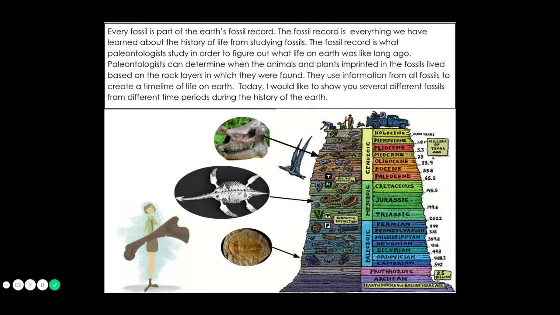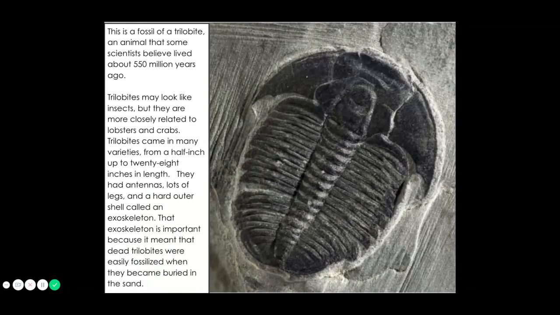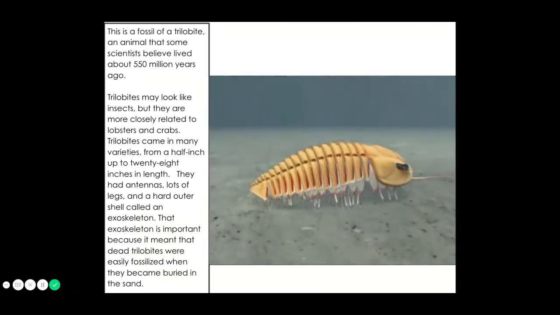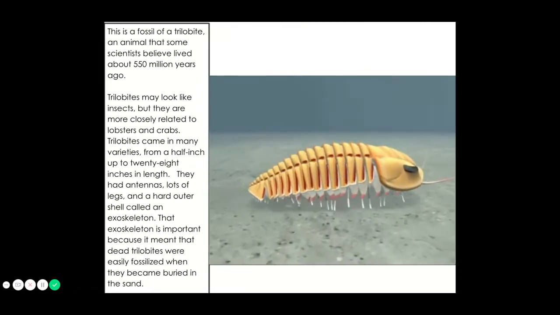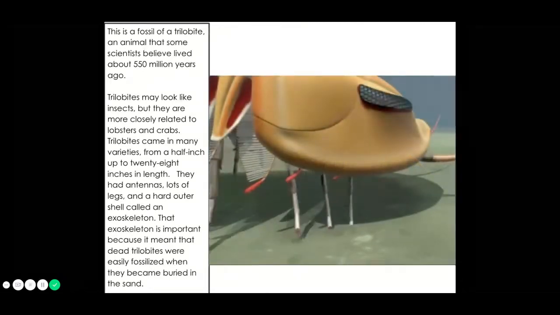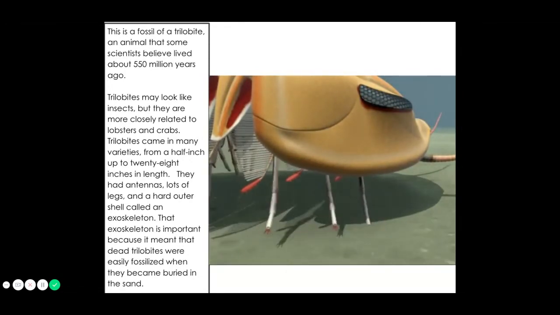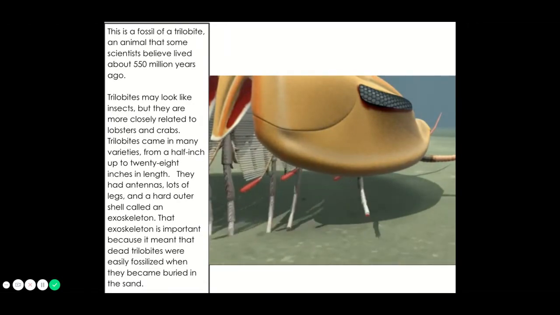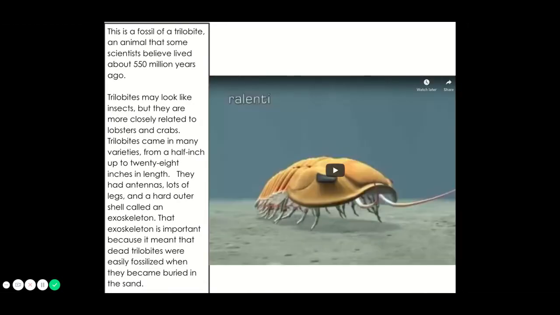Today, I would like to show you several different fossils from different time periods during the history of the Earth. This fossil is of a trilobite, an animal that some scientists believed lived about 550 million years ago. Trilobites may look like insects, but they are more closely related to lobsters and crabs. Trilobites came in many varieties, from a half-inch up to 28 inches in length. They had antennas, lots of legs, and a hard outer shell called an exoskeleton. That exoskeleton is important because it meant that dead trilobites were easily fossilized when they became buried in the sand.